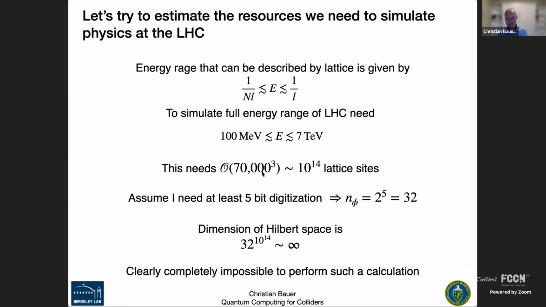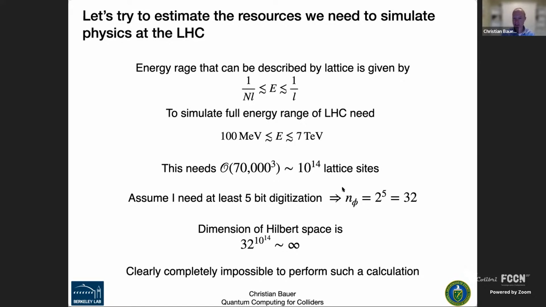That needs 70,000 lattice points per dimension. Now, we live in a 3-dimensional world, so that requires order 10 to the 14 lattice sites. That's a lot of lattice sites. And now let's say I need 5-bit digitization. I will argue a little bit later, or I'm not sure how much I'll actually say about this, but it's actually a fact that, at least in scalar field theory, you can get away with relatively small digitization.